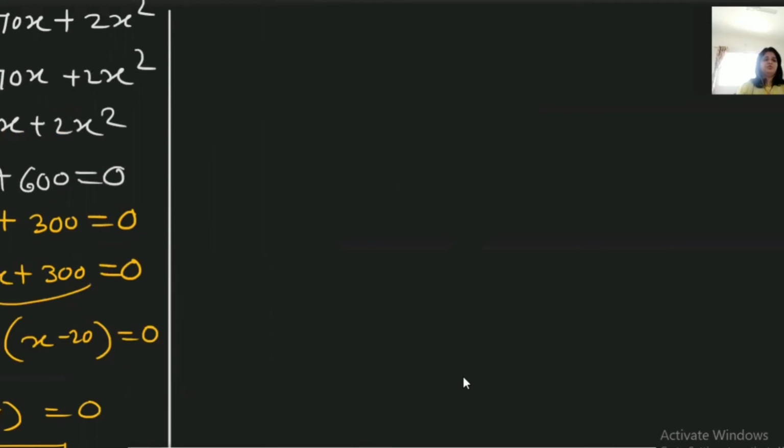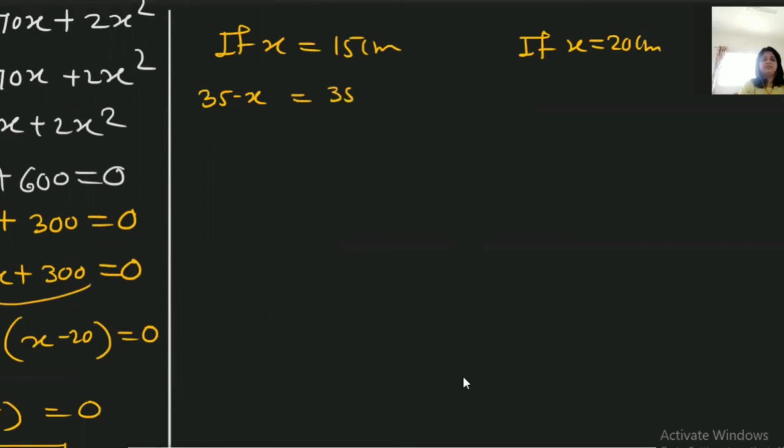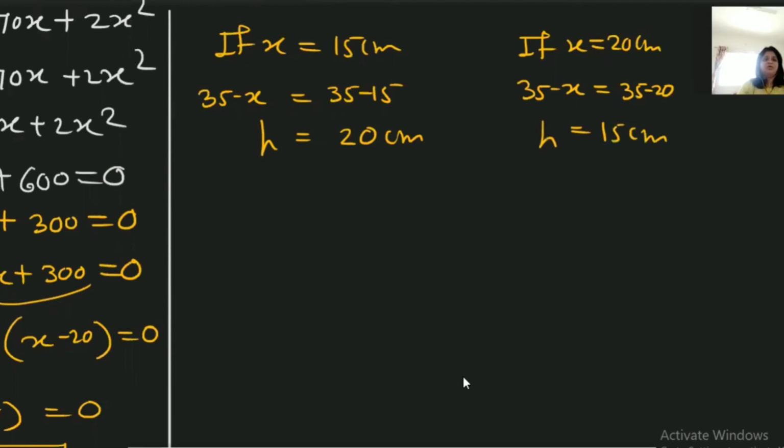Okay. Now, students, pay attention here. If x equals 15 centimeter, and if x equals 20 centimeter, what will be the height of the triangle? The height of the triangle is 35 minus x. That means 35 minus 15, that means it's 20 centimeter. If x equals 20, then 35 minus x is the height, which is equal to 35 minus 20, which is equal to 15 centimeter. So these two heights we have got.